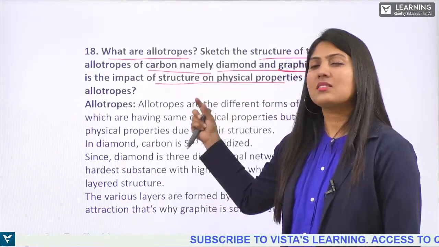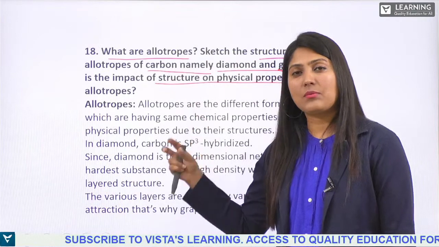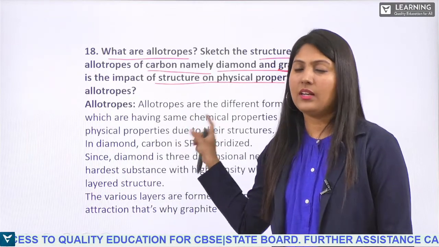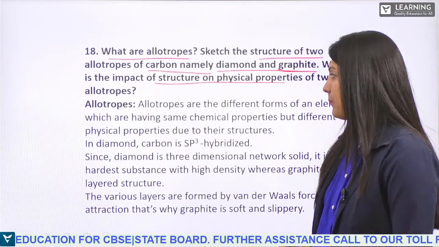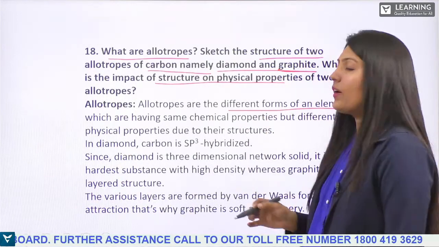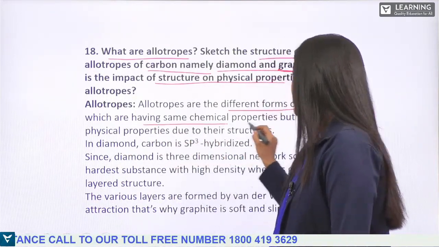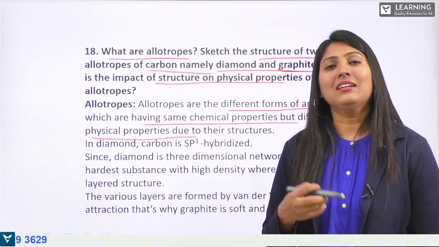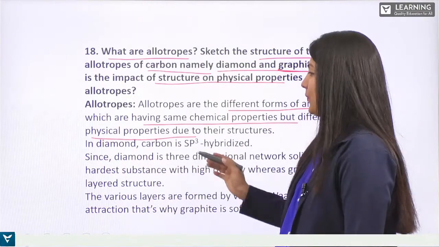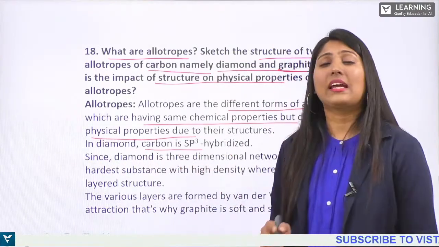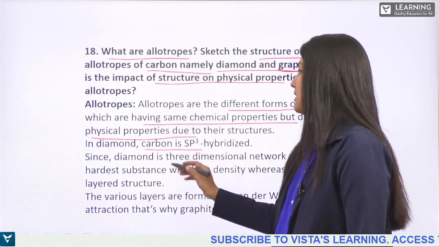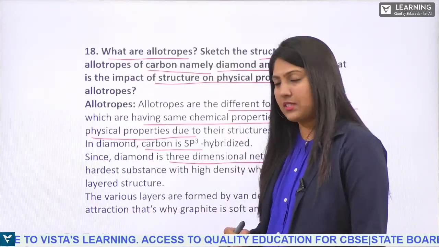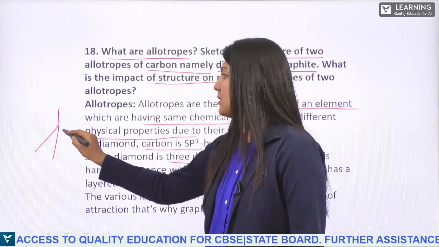But here in allotropes, since they have the same number of atoms and same number of electrons present in the atoms, but just the structure differs, they have different physical properties and the same chemical properties. Allotropes are different forms of an element which have the same chemical formula but differ in physical properties due to their structures. Got it? In diamond, we have carbon with sp3 hybridization, and since diamond is a three-dimensional network solid, it is the hardest substance.